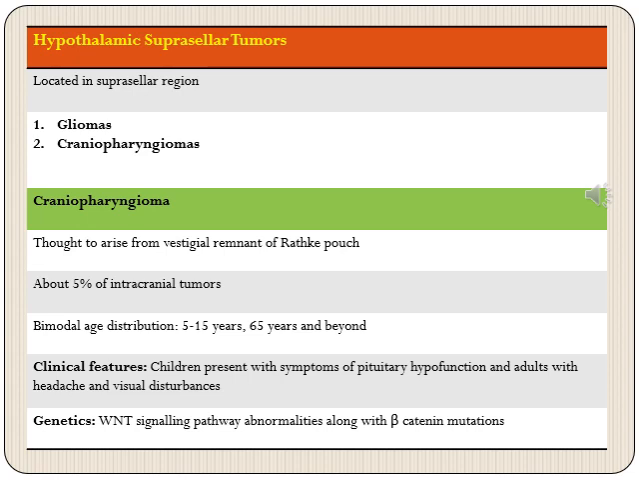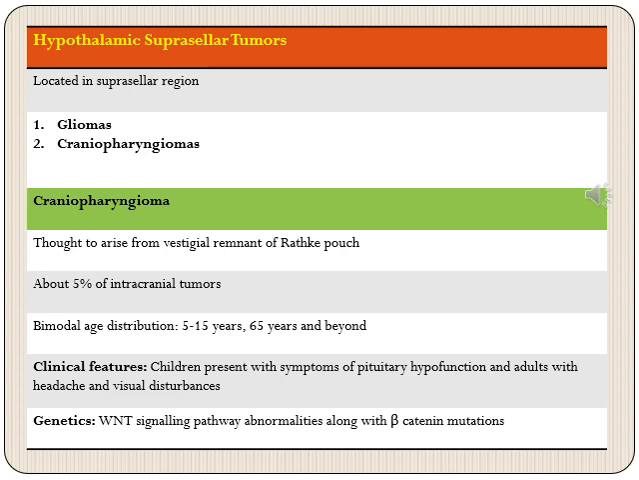These comprise about 5% of all intracranial tumors. These have a bimodal age of presentation. One is in adolescence and children, which is around 5 to 15 years, and then there is a second peak which appears around 65 years and beyond.